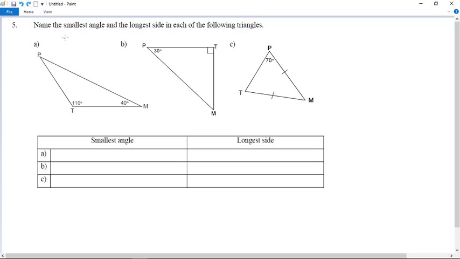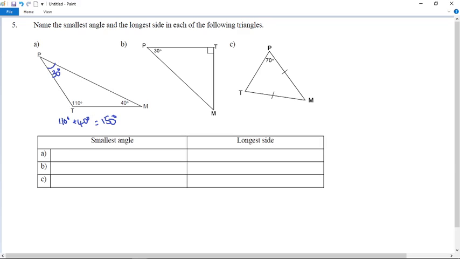So the rule that they just taught you is that the smallest angle is opposite the shortest side and the longest side is opposite the largest angle. So if we look at this triangle, we need to know all of the angles in order to figure out which is the smallest angle. We know this is 110, we know this is 40. So 110 plus 40 equals 150 degrees, and the interior angles of a triangle add up to 180. So this angle here must be 30 degrees. So if we look here, 110, 40, 30, this must be the smallest angle.